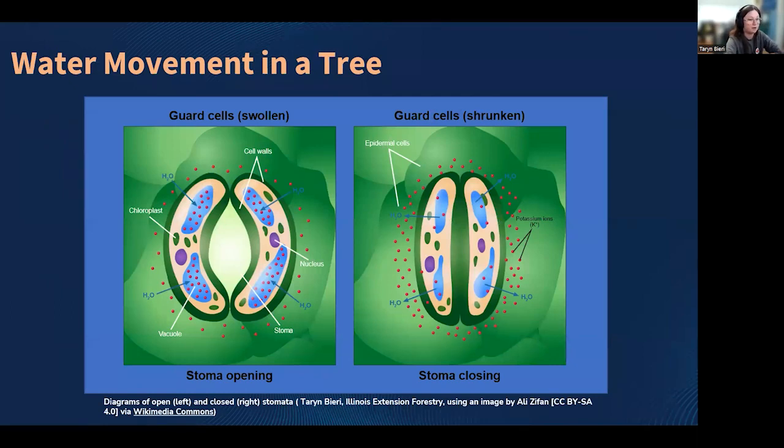So the stomata, as I mentioned, are surrounded by guard cells. These control the opening and closing of the stomata. When plenty of water is available inside the tree, these guard cells are turgid, and so that enables them to remain open. But in situations where water is not abundant, like in a drought situation, the guard cells become flaccid and they close the stomata to conserve water. Light also triggers the guard cells to open to allow for gas exchange for photosynthesis.